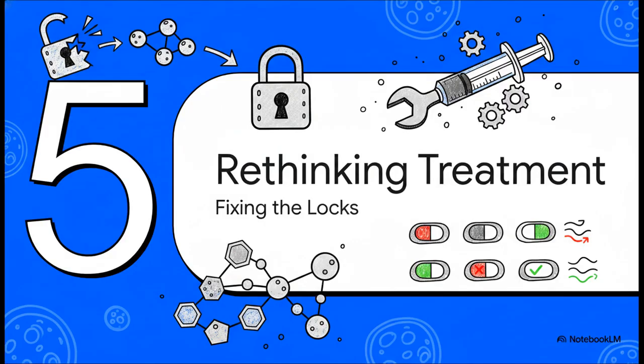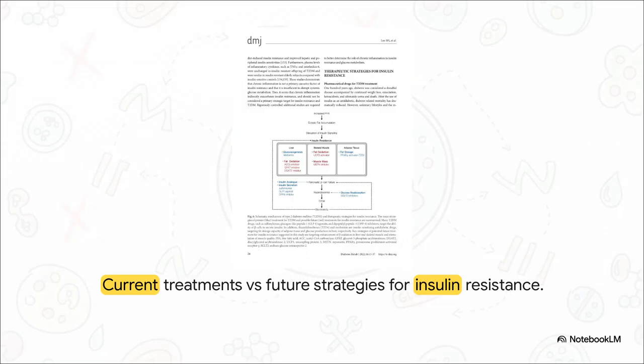Section 5. Rethinking the treatment strategy. Fixing the locks. So, if we know the true culprit, how does that change the entire way we fight the disease? Let's rethink our treatment strategy. When we look at the clinical landscape, there is this massive disconnect between how we currently treat type 2 diabetes and where the cutting-edge science is actually heading. Right now, the vast majority of our strategies are entirely focused on treating the symptoms of a broken system, rather than fixing the root cause of the metabolic breakdown itself.